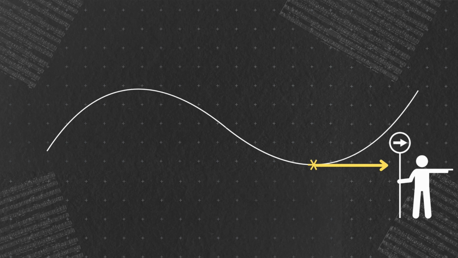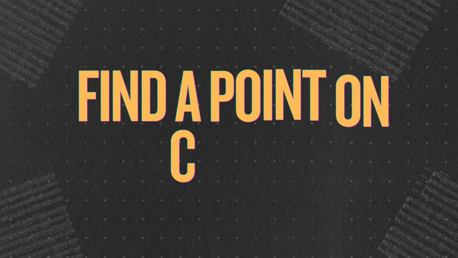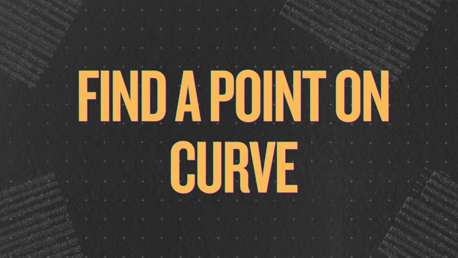And sometimes, finding the point isn't enough. You also need the direction of the curve at the point to orient other objects. They all sound like the same problem: find a point on a curve. But in Grasshopper, each of these tasks is solved using a different component.